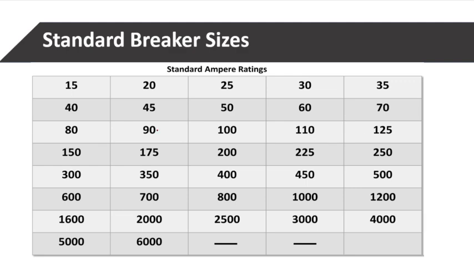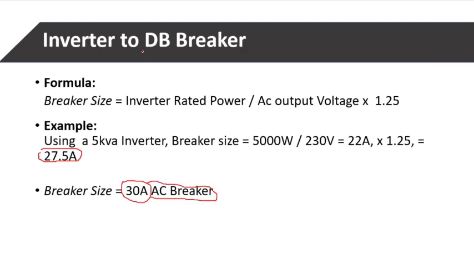So you see from our example here, we have 30, 35, 40 and the rest. So we're installing a 30 amps AC breaker between our inverter and our distribution boards. You can install the same 30 amps for the inverter input. You can install the same 30 amps for the inverter output.